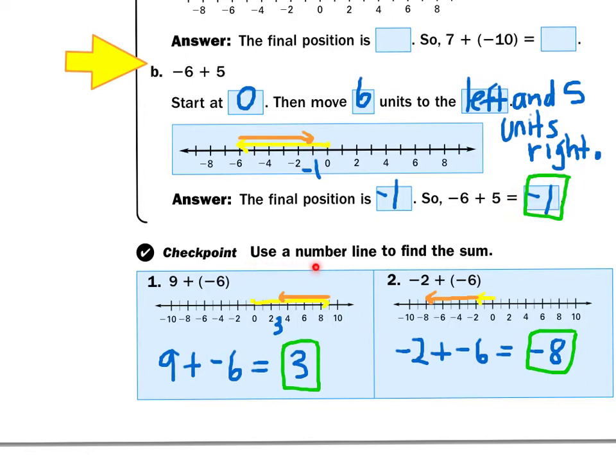Okay, so they want us to use a number line to find the sum. Take a look at number 1. 9 plus negative 6. So start at the 0, move to the right 9, and then move to the left 6, and we end up at 3. So 9 plus negative 6 equals 3. Look at number 2. Negative 2 plus negative 6. So start at 0, move to the left 2, and then move left again 6 more spots to end up at negative 8. So negative 2 plus negative 6 equals negative 8.